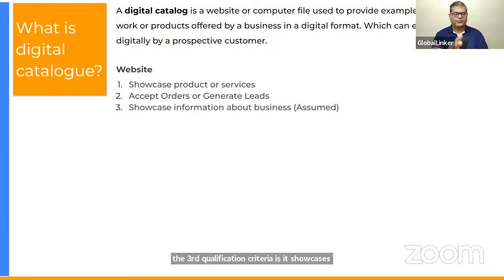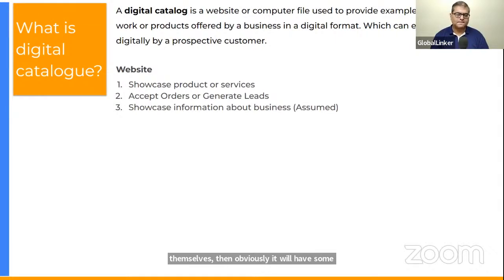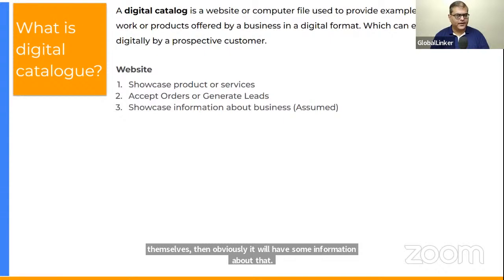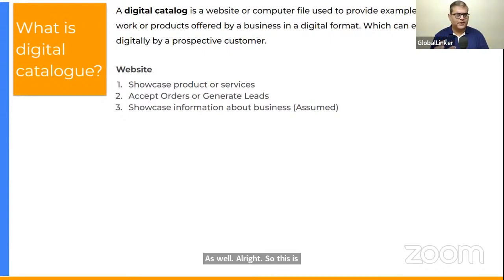Which I've also written as "assumed" in the slide, because there's something we all assume: if a business is creating a website about themselves, for themselves, then obviously it will have some information about that business as well. All right. So this is the simple definition of a digital catalog in common man's language.